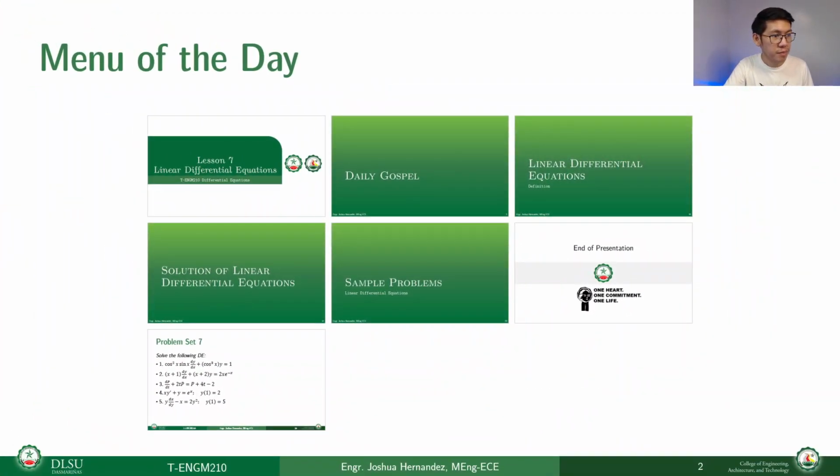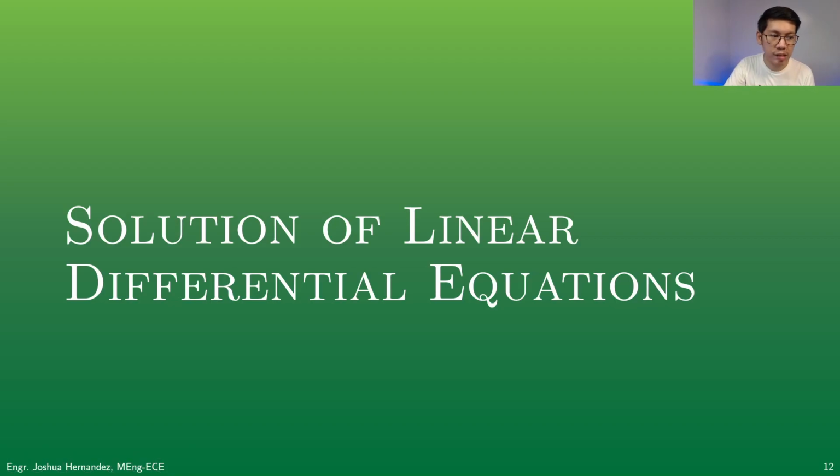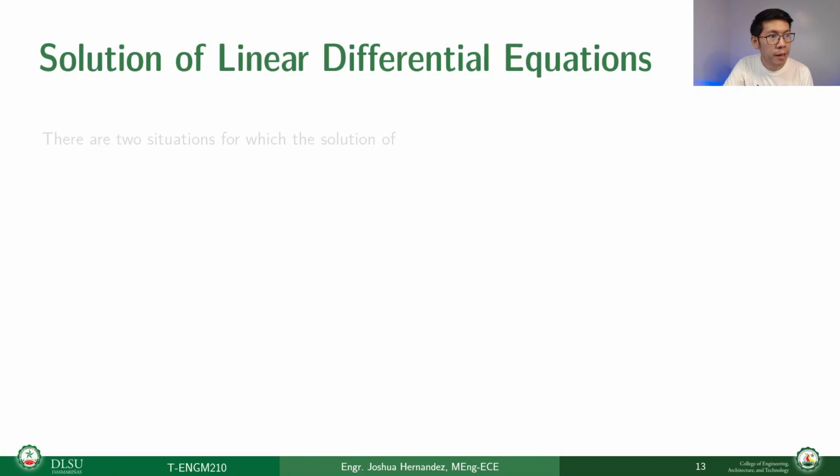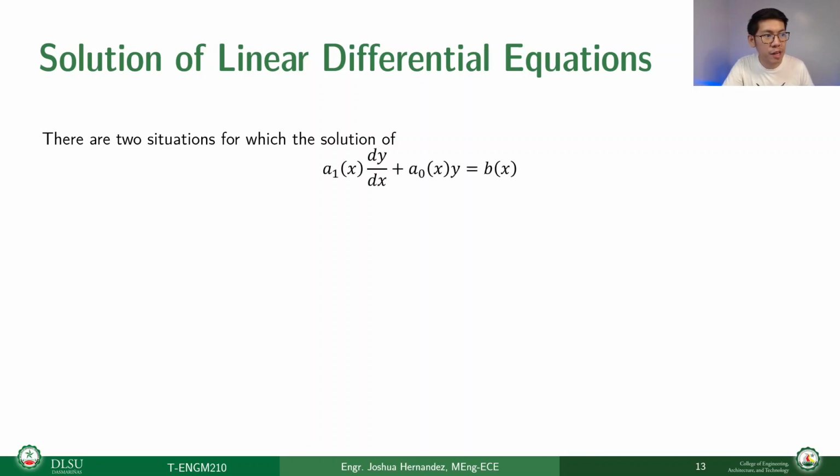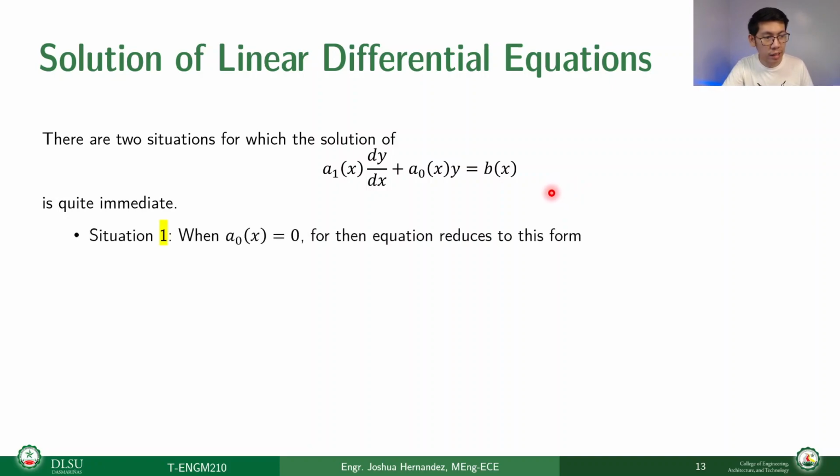Okay, let's move forward. Now, how do we solve linear differential equations? There are two situations for which the solution of the said linear differential equation is quite immediate. So let's look at those two situations. Situation 1, okay? When a naught of x is equal to 0, then the equation reduces to this form, a sub 1 of x dy over dx equals b of x. If this a naught here is equal to 0, so what happens? This cancels out, and so we're left with two terms. This term and this term.